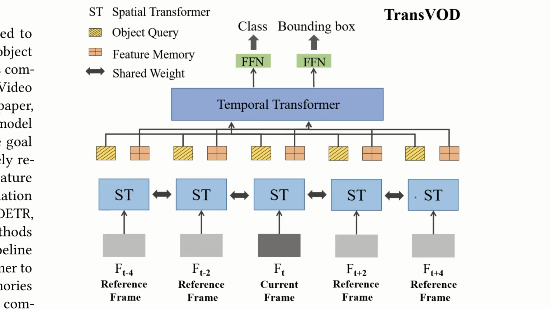state-of-the-art video object detection benchmarks by a large margin of 3 to 4% more in mean average precision. So let's have a short look into the course overview of this architecture. What you can see here are so-called reference frames at different time steps, like t minus 4, t minus 2, time step t, which is the current frame, t plus 2.